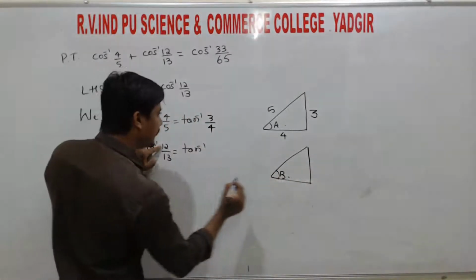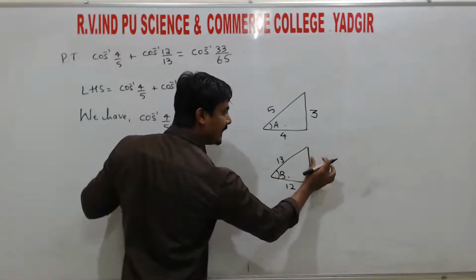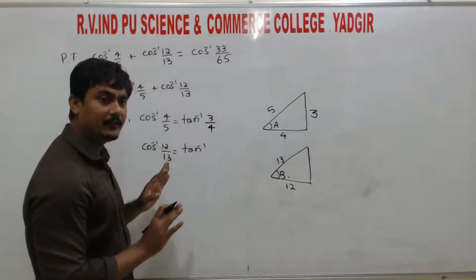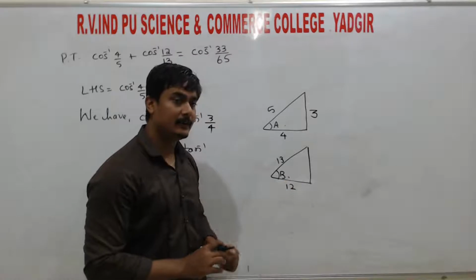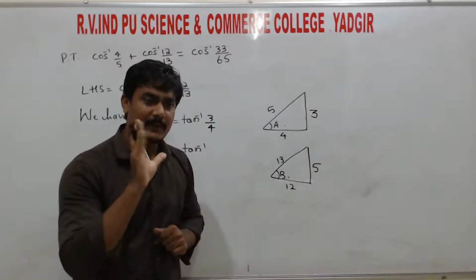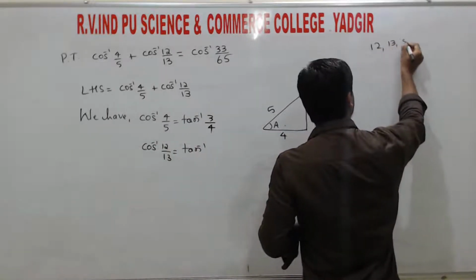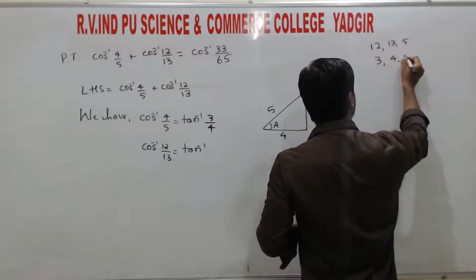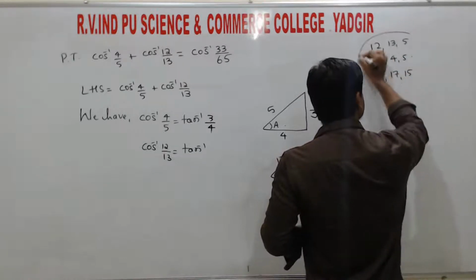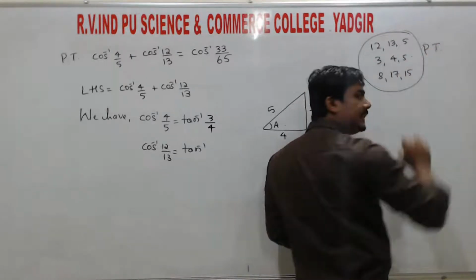What is the cos theta formula? Adjacent by hypotenuse. Don't waste your time finding out the opposite side length. Directly we can tell what the side length of this opposite side will be. It will be 5. How do we know it? Standard Pythagorean triplets. Remember these triplets: 12, 13, 5; 3, 4, 5; 8, 17, 15. They are Pythagorean triplets, PTs.